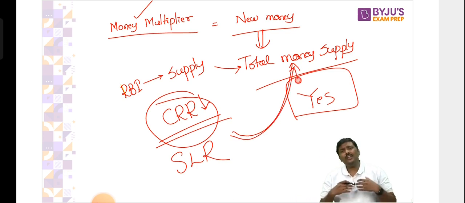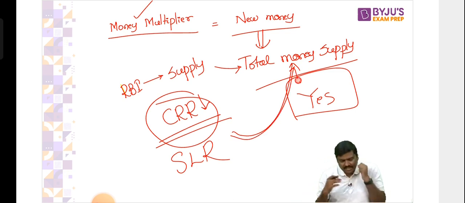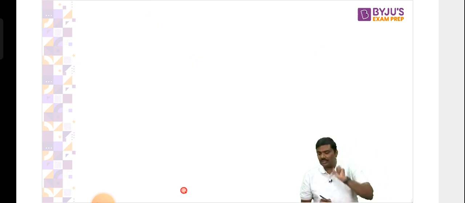Sir, how? How will reducing CRR increase the money supply? How will reducing SLR increase the money supply? Already we have discussed, you need to apply it. Right? You need to apply the logic. So have a look at this.